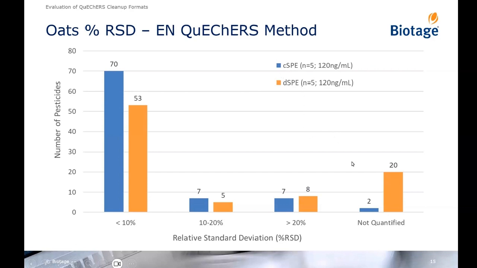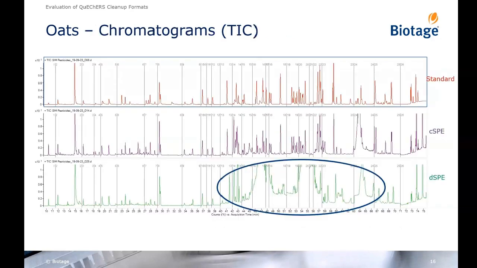We're packing the same sorbent chemistry in a column and pushing it through the column, and it just seems to work better. So why is it working better? Well, it really provides a cleaner extract. It's almost as simple as that.